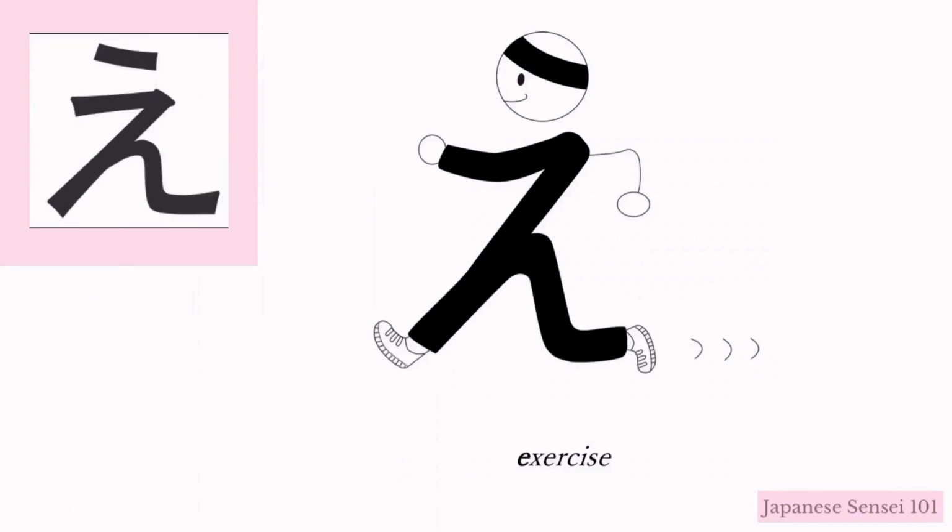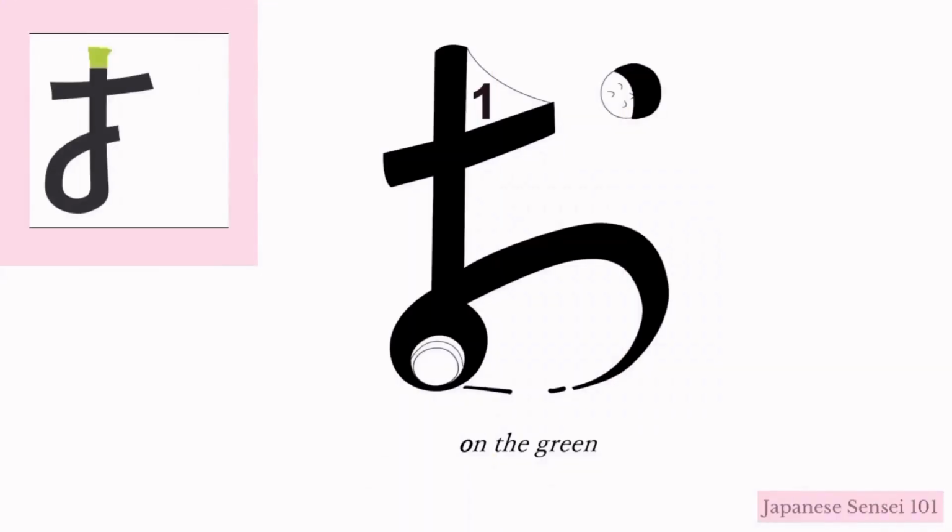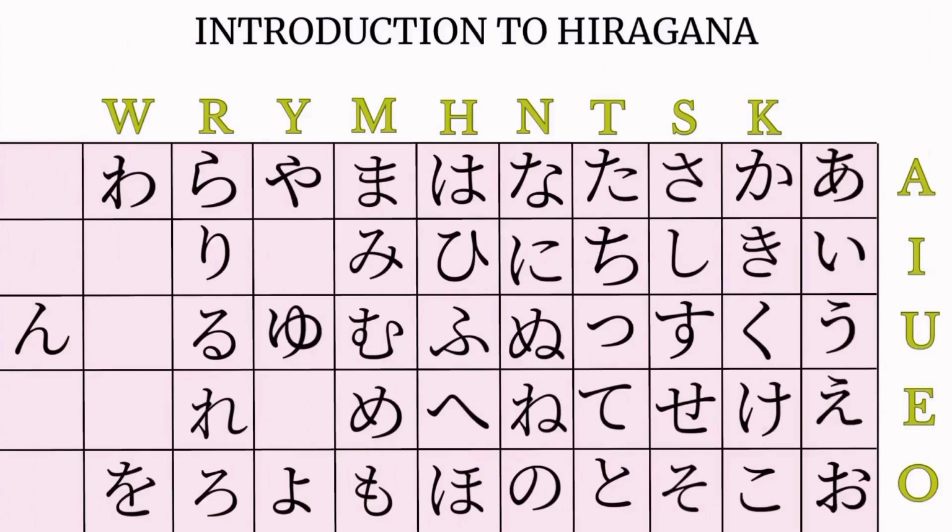E. You can think of the sound E as an exercise resembling a person doing lunges. O. Imagine you are playing golf and the ball is on the green, meaning it's close to the putting surface with a flag nearby. Now let's proceed to the second column featuring the consonant K.